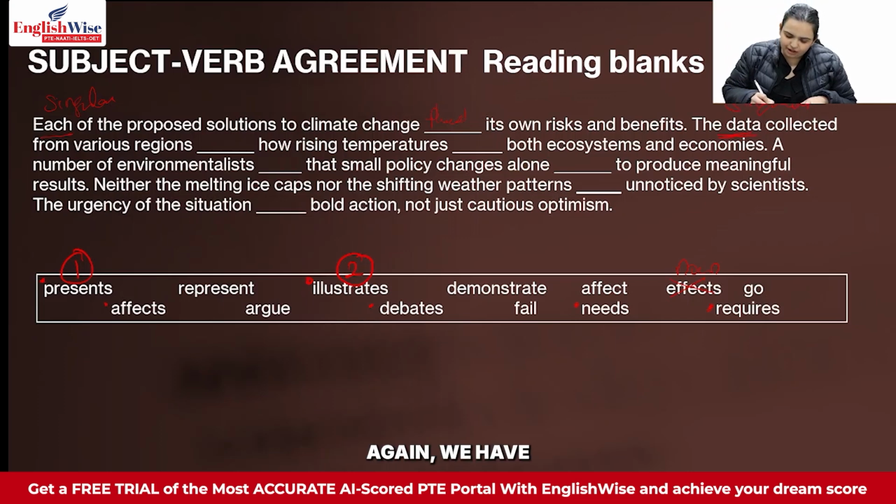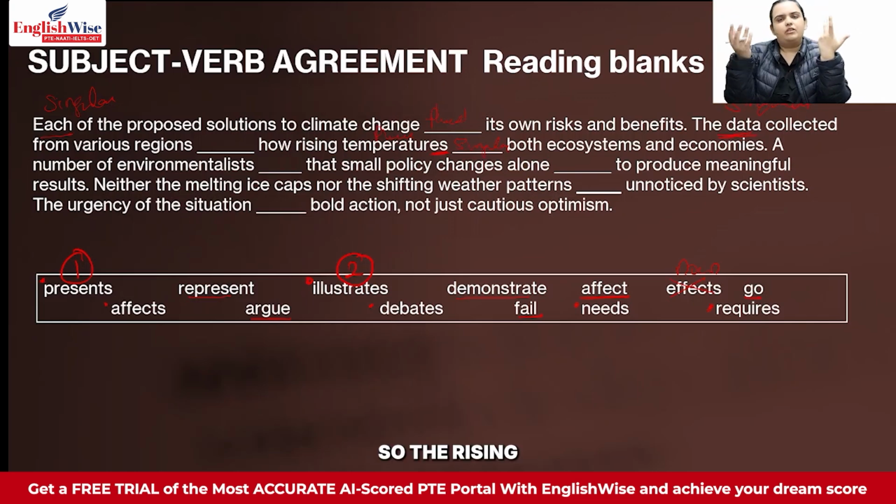How rising temperatures dash both ecosystems and economies. Now over here again we have rising temperatures. That means if this is plural, subject has to become singular. Okay, so temperatures. Now let me look at my singular subjects. I have represent, I have demonstrate, affect, go, argue and fail. Okay, so over here I'm talking about rising temperatures and the ecosystem. So the rising temperatures are always going to have an impact on the ecosystems. That means they are going to affect the ecosystems. So I will put affect as my third answer there.